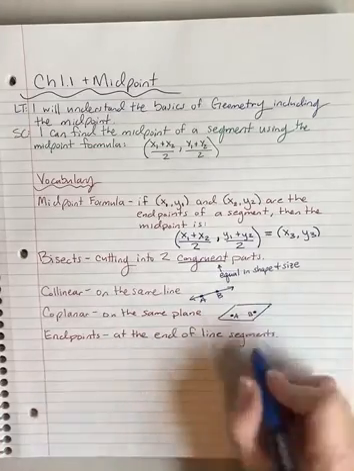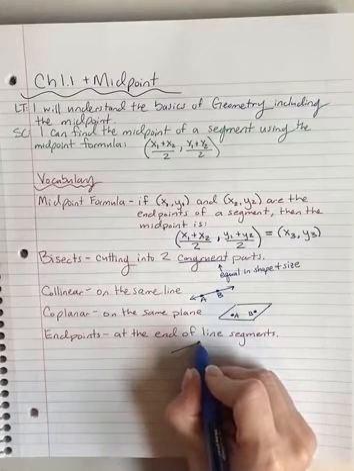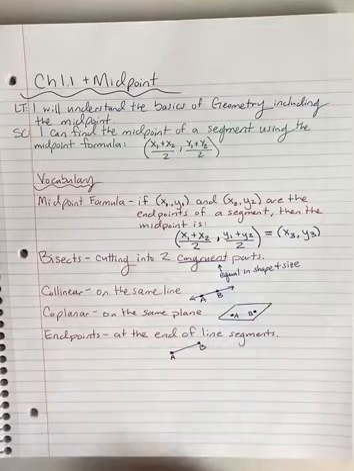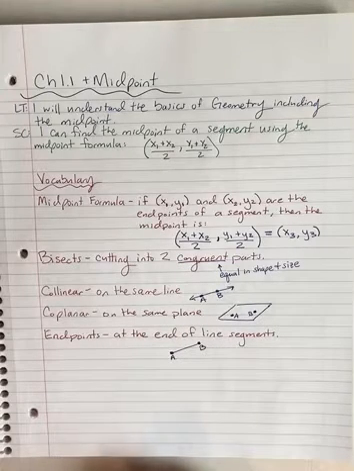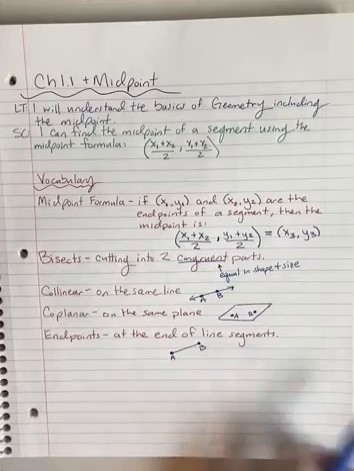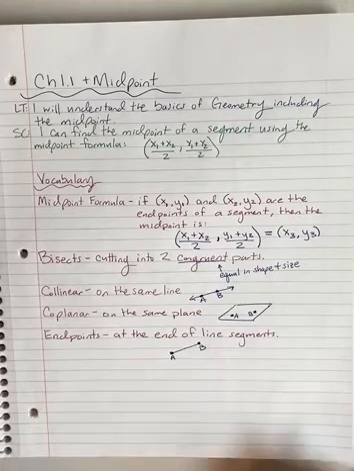And then endpoints, if we have a segment, A and B are endpoints because they are at the ends of the segment. The line stops at an endpoint. If it kept going, it would not be an endpoint any longer because the line did not end.